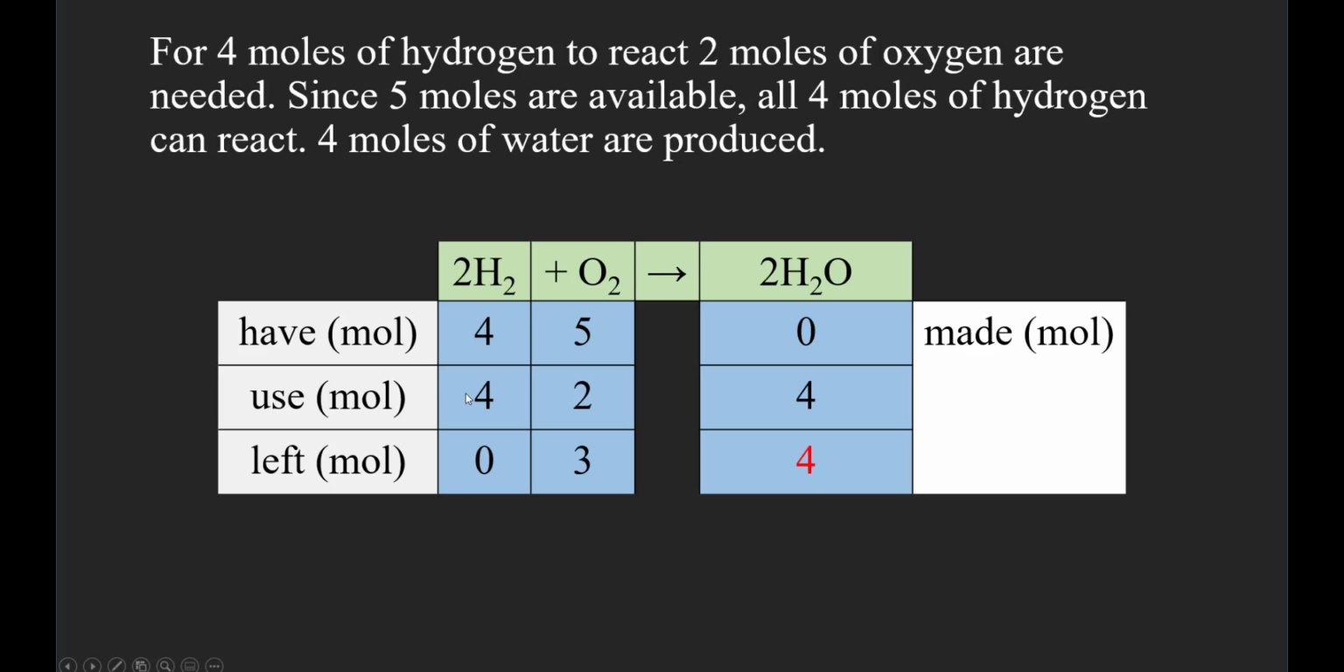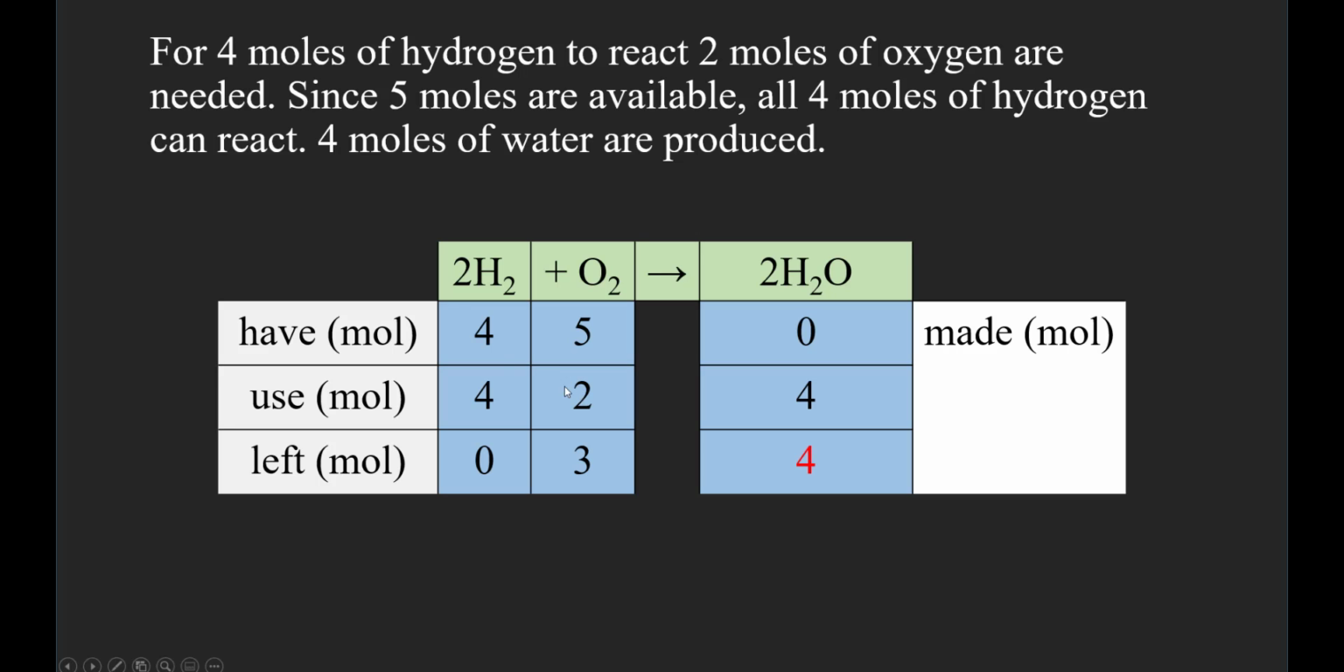So if I drop the 4 down, I say, okay, let's try to react all 4 moles of hydrogen. How many moles of oxygen do I need? I need half that many. So it follows a 2-to-1 ratio. So for every 4, we need 2. And then we'll make 4 moles of water. And if we look here, compare the 2 with the 5, do we have 2 moles of oxygen? Yes, we do. We have 5. So we can react both of these.